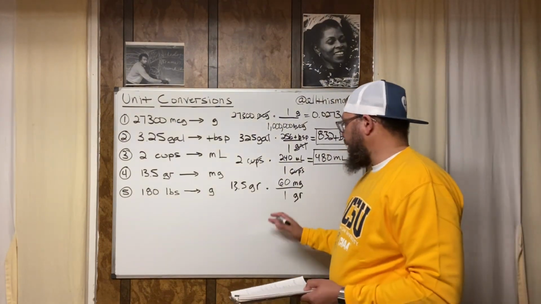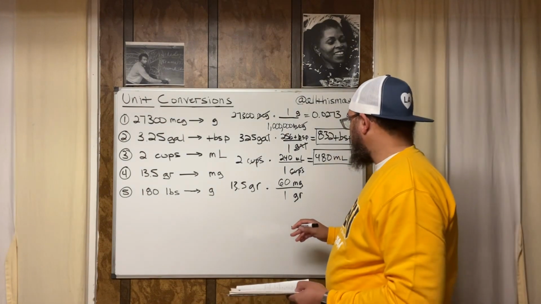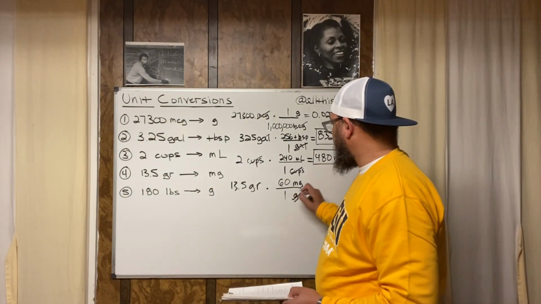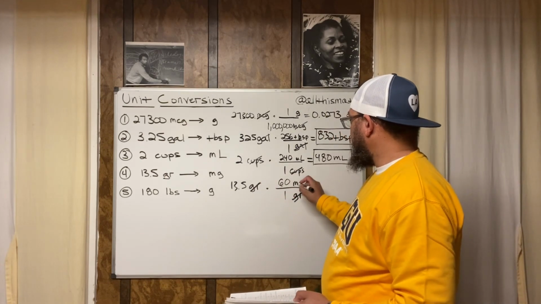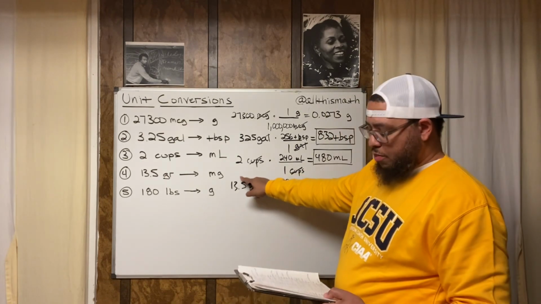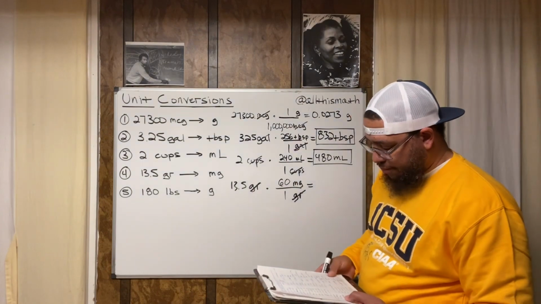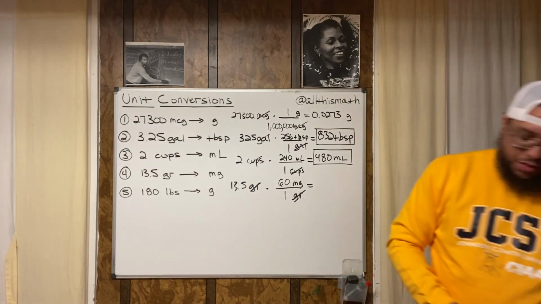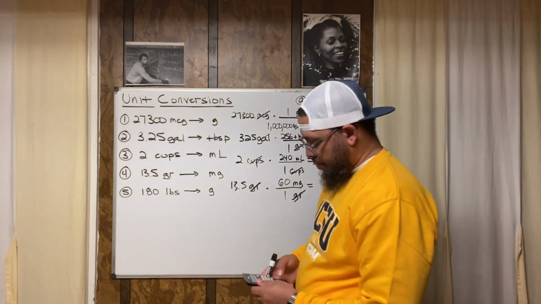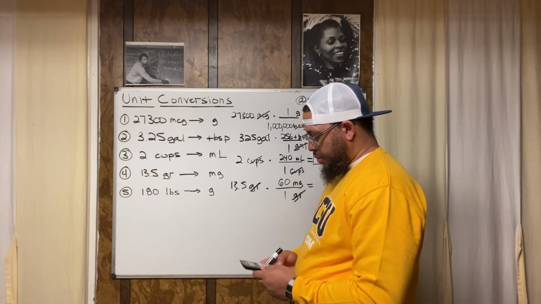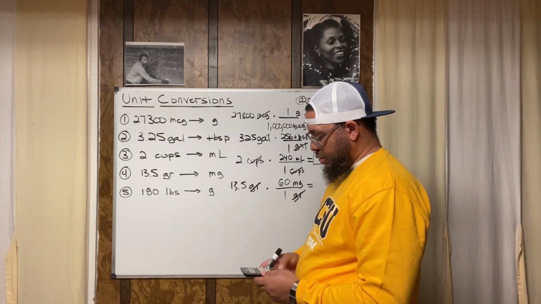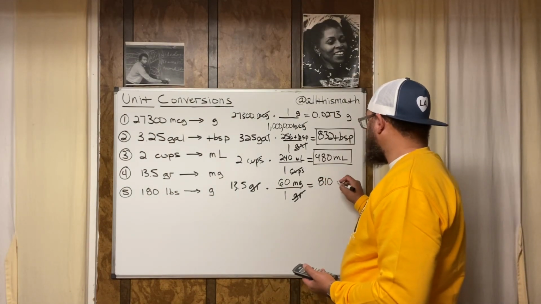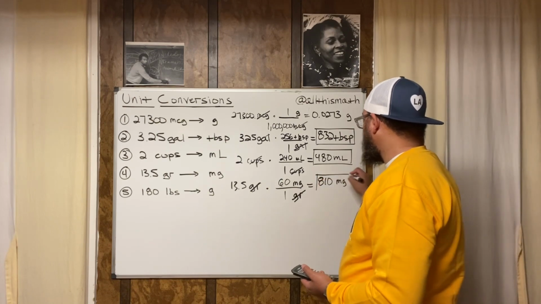We're going to go with that for now, all right? Even though I've got some questions about it, I'm going to do some further research after I finish with this video. So the grains are going to cancel out because we're doing division. We end up with milligrams. We're going to do 13.5 times 60, right? Grab your calculator. 13.5 times 60 equals 810. So this is 810 milligrams.